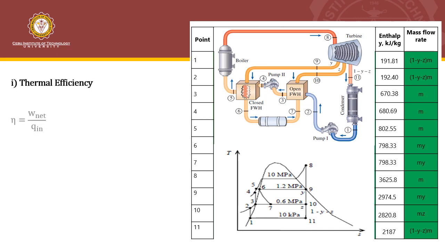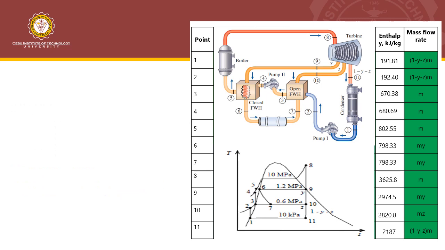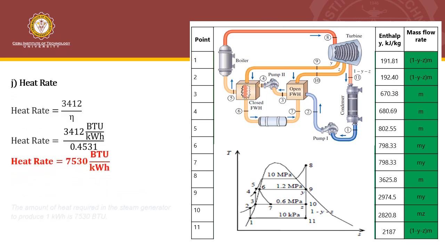So we have the thermal efficiency as work net over Qin, and that's equal to 45.31%. So you can see here that there is 45.31% energy produced by the steam generator that is converted to useful work output. And finally, for the heat rate, we just substitute the value of the thermal efficiency. So the heat rate is 7,530 BTU per kilowatt hour.